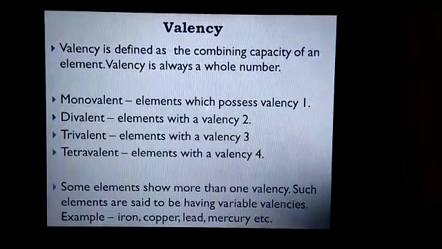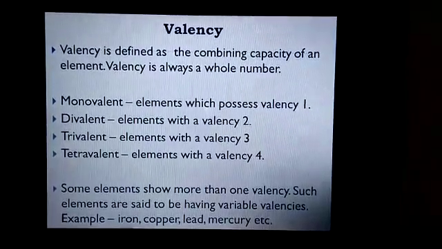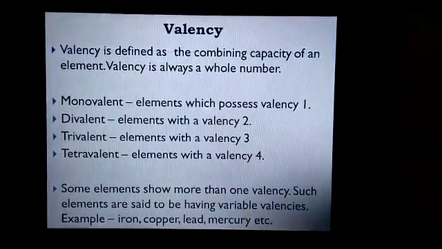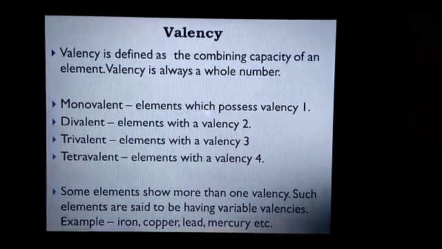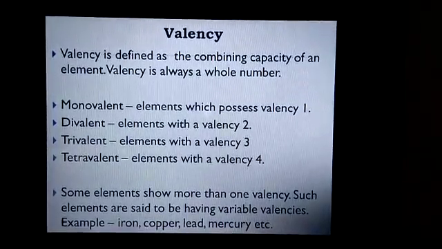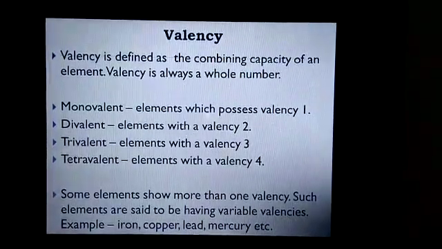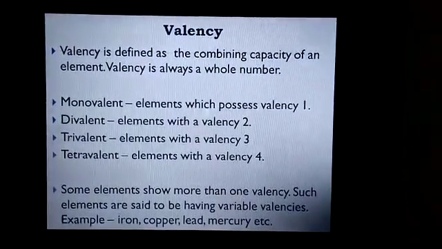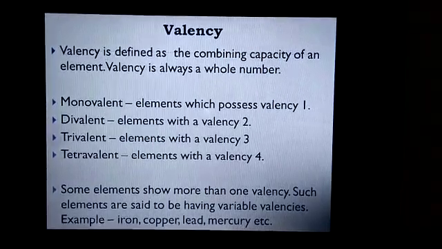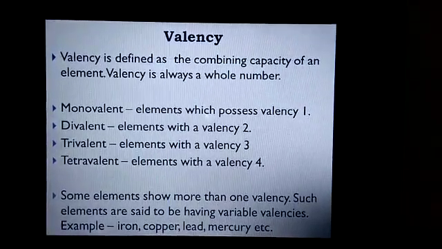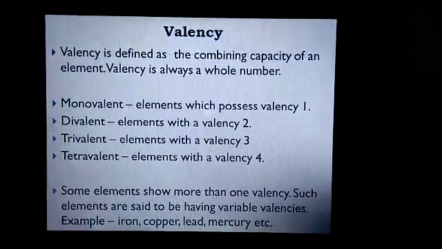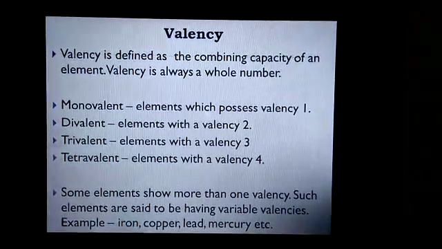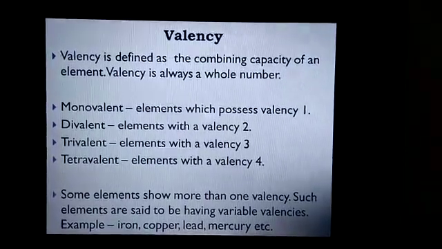Based on the valency shown by different elements, elements can be categorized into four groups: monovalent elements, divalent elements, trivalent elements and tetravalent elements. First, monovalent elements: elements which possess valency 1 are called monovalent elements.